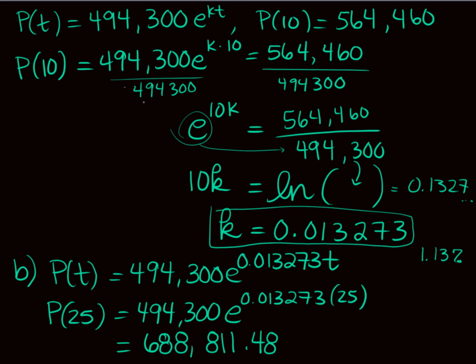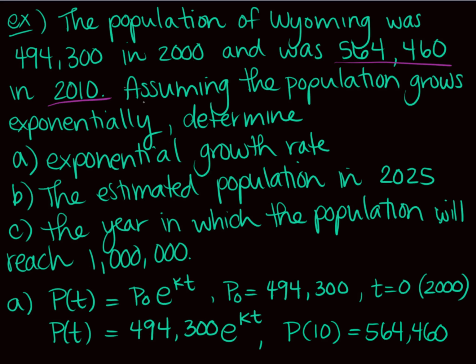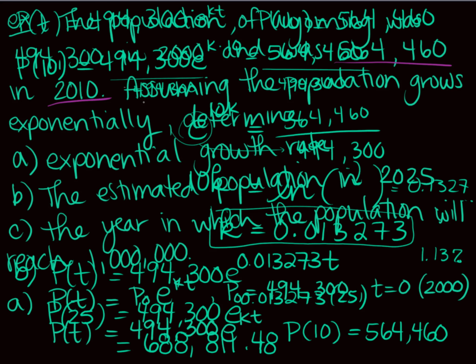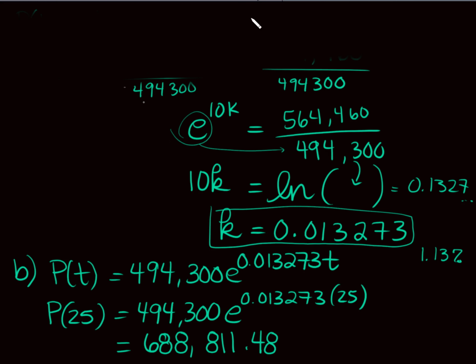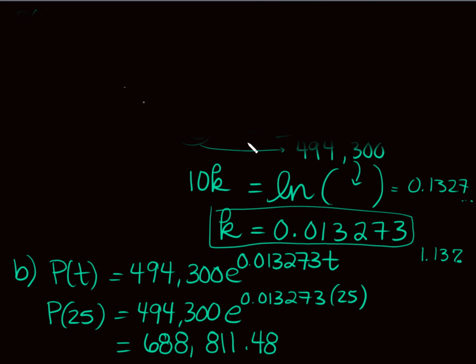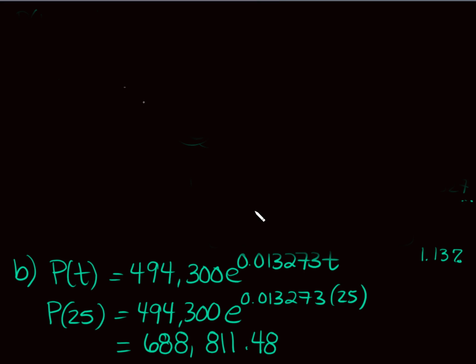Good, pretty easy. And then the last question for this one was, let's determine the year in which the population will reach 1 million. Okay, so heaven forbid the population of Wyoming ever reach 1 million people. I doubt that'll happen. Maybe it'll probably happen eventually. And look, this model is going to tell us when it happens.